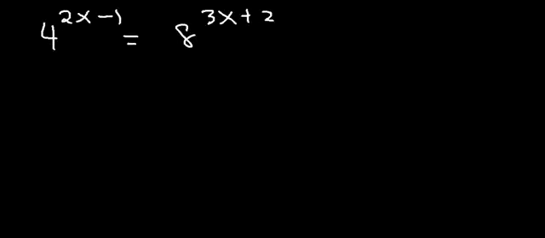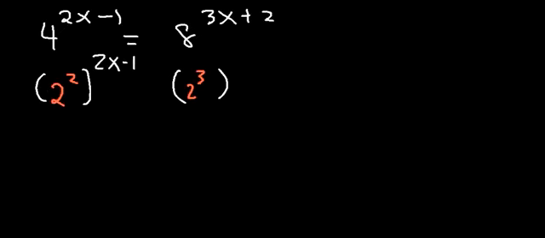Okay, so now let's try another example. 4 raised to the 2x minus 1 is equal to 8 raised to the 3x plus 2. How would you solve for x? Now for this one, we don't need to use logs to solve this particular problem, because 4 and 8 have a common base, that's 2. 4 can be replaced with 2 squared, because 2 squared is equal to 4. And 8 can be replaced with 2 to the third power, because 2 times 2 times 2 is 8.